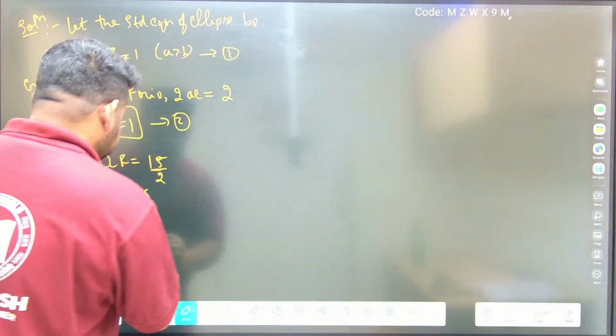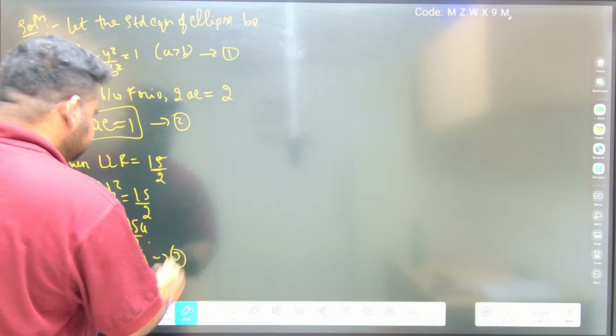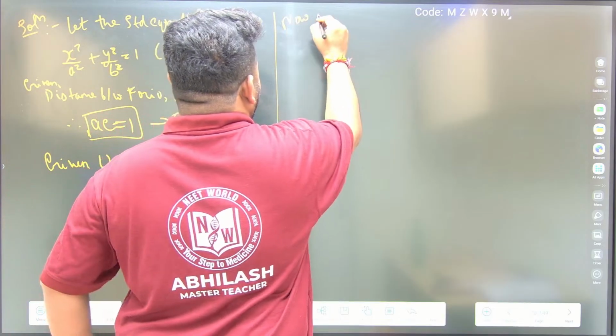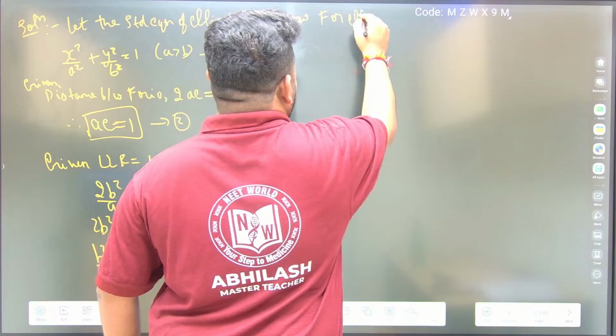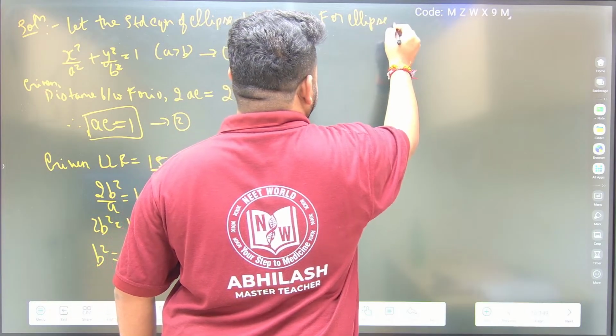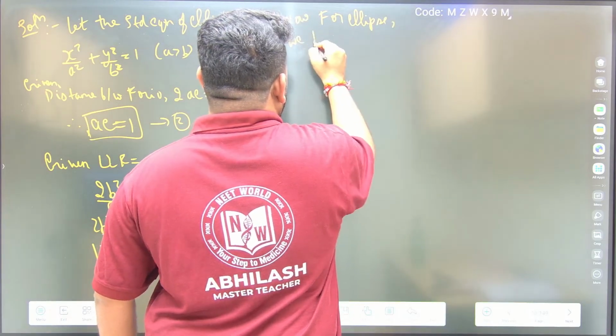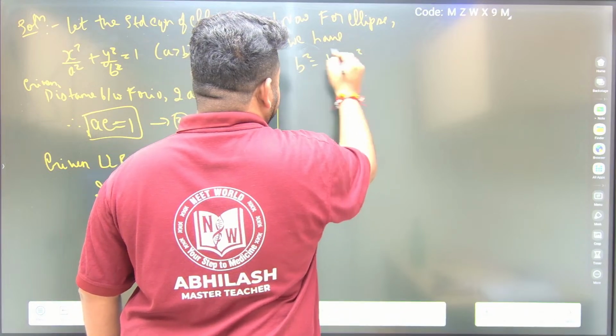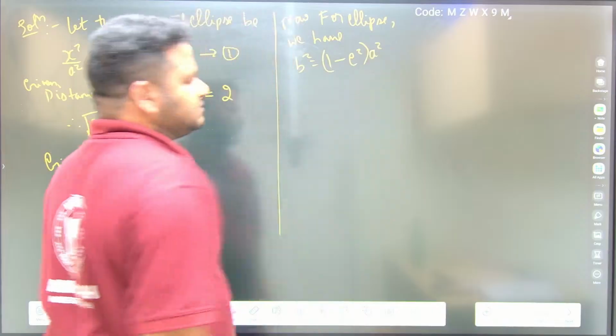Okay, let this be 3. Now for the ellipse, same as the previous questions, we have b square is equal to 1 minus e square into a square.